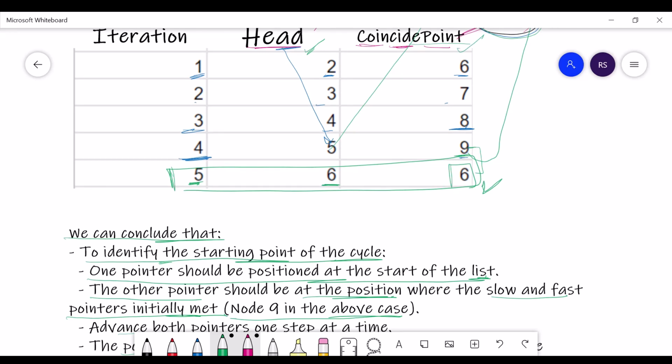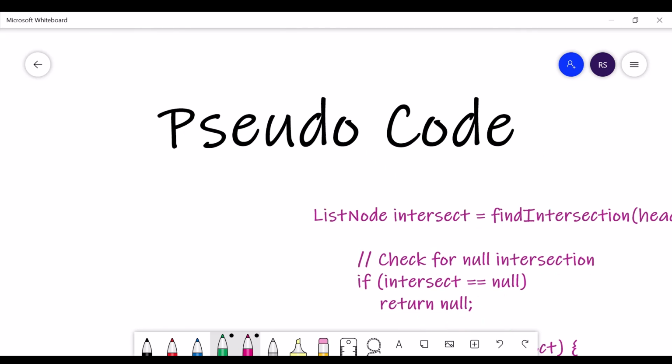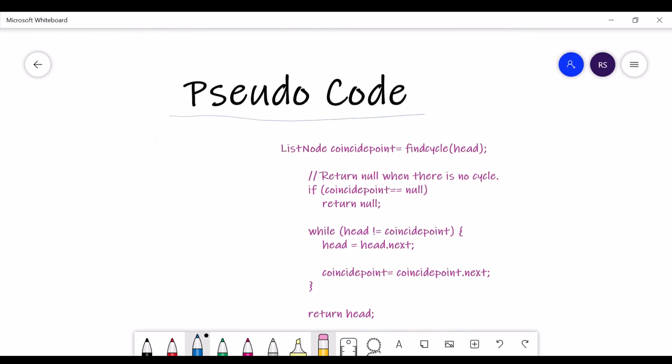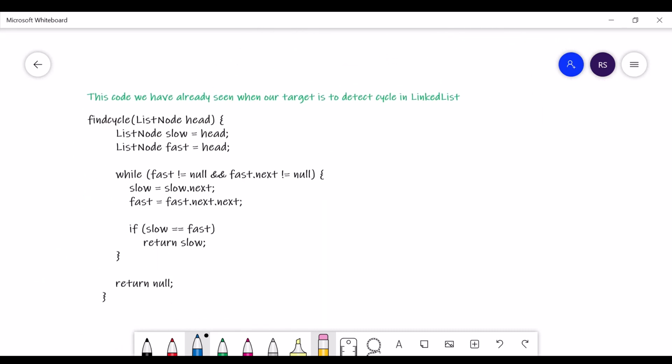So now let's move on to the pseudocode. The pseudocode would be fairly simple for us. First, we need to find out whether a cycle exists or does not exist. And if a cycle does exist, we need to find out the coincide point. That is covered in this part of the code. This part of the code we have already seen when our target was to detect the cycle in the linked list. If there is a cycle, it will return the coinciding point, else it will return null. I hope this portion of the code is clear to you because we have discussed it in detail when we were detecting the cycle in the linked list.